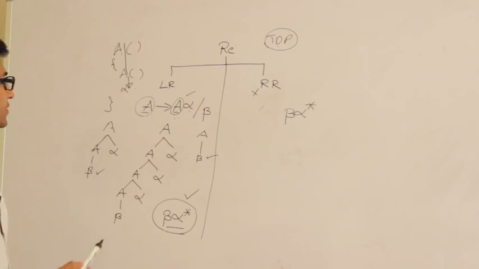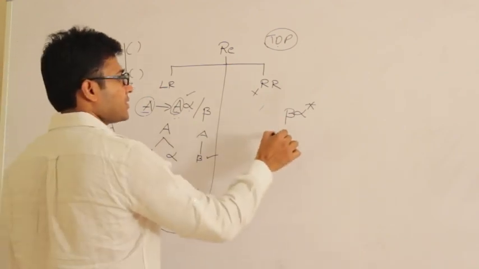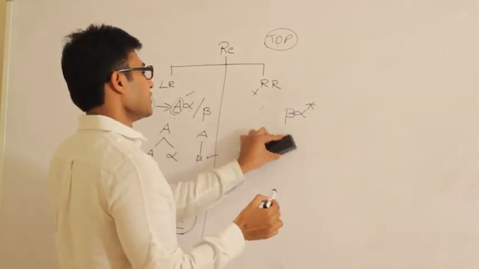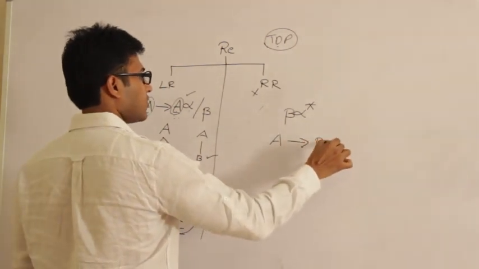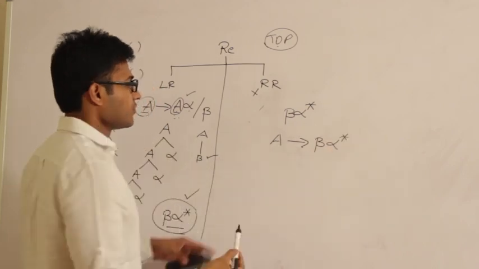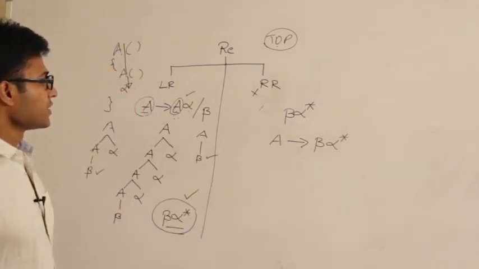How can I generate this? Let us say variable A has to generate beta followed by alpha star. But if you see this, it is not left recursive, isn't it?